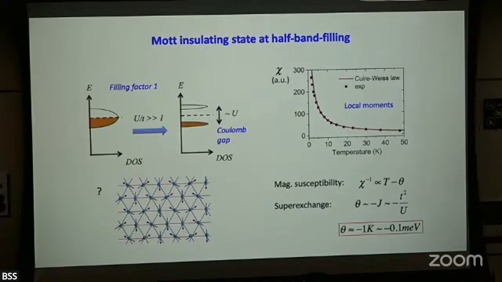No. This is a very rough measurement. So of course, if you can do some kind of neutron scattering experiment, then you get more information. But unfortunately, this is not possible here.